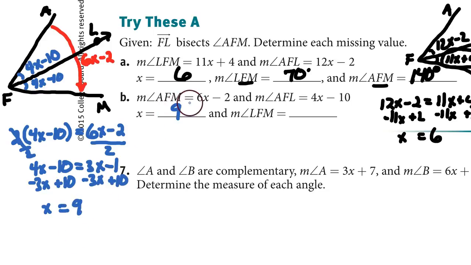The other thing we were asked for is angle LFM. So looking in the picture from L to F to M, that has the 4x minus 10, and that's where we fill in x is 9. So 4 times 9 is 36, minus 10 is 26 degrees.